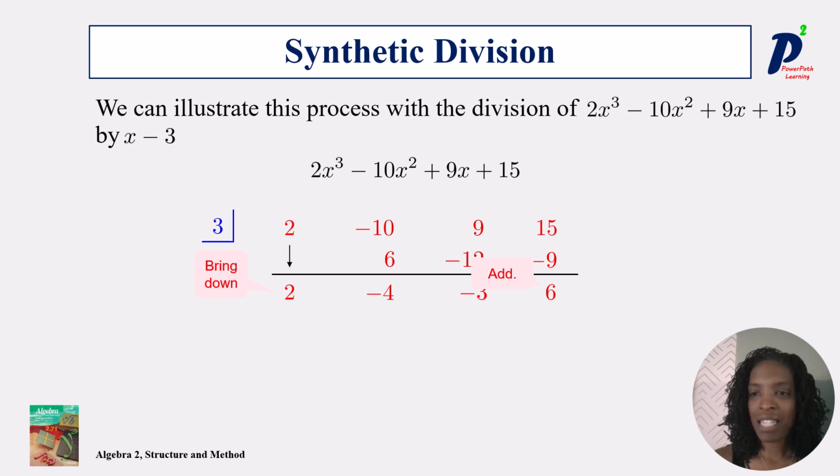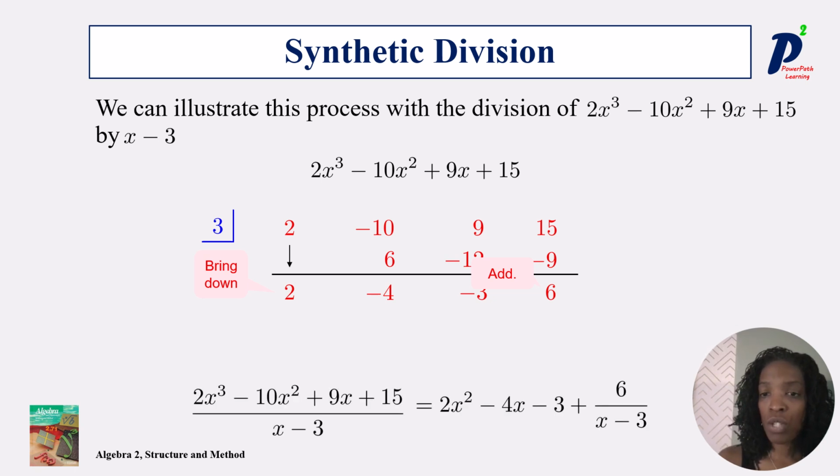Each column represents a reduction in the exponent of the dividend. 2 is the coefficient of x squared. -4 is the coefficient of x. -3 is the coefficient of x to the 0th power, and 6 is our remainder.